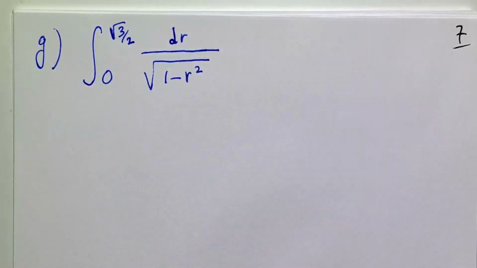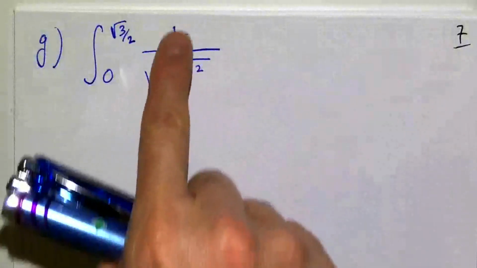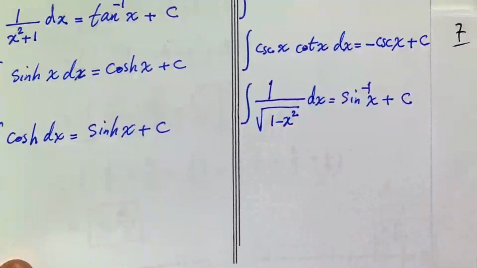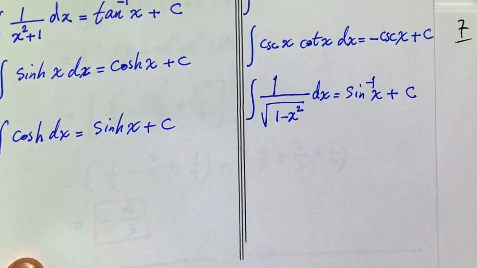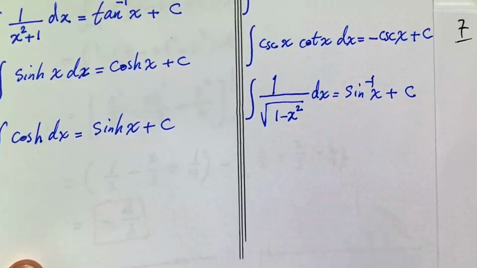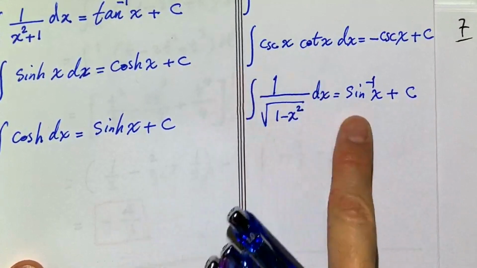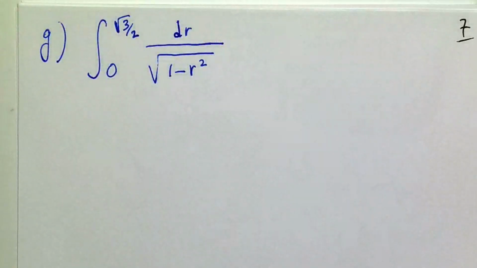Okay. Now, if we look back, this looks familiar. If we look back at our square root of 1 minus r squared, that looks awfully like this, or identical, right? With the exception that instead of x, we have r. And instead of dx, we have dr, right? But that's the same thing. The integral of that is the inverse sine function. Great. So that's all we needed.